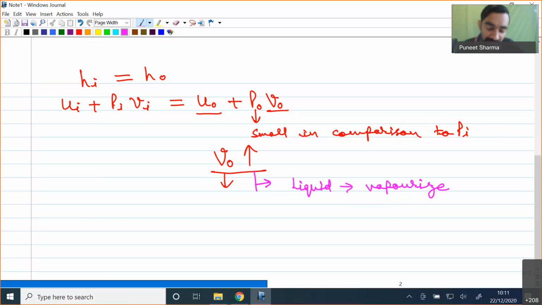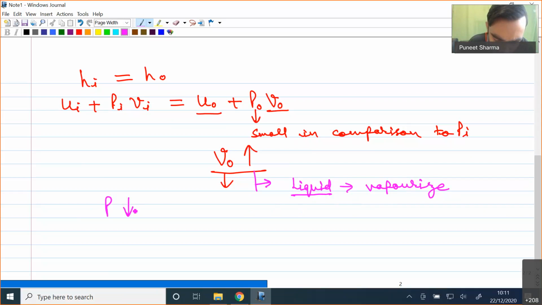Okay, because in the liquid state, the specific volume is almost constant, because liquids are of incompressible nature and the density is not changing. So if you have to increase the specific volume by a significant amount, it means that if at the inlet of the throttle I have a liquid, that liquid has to actually vaporize.